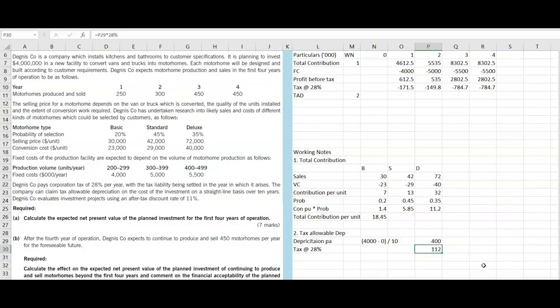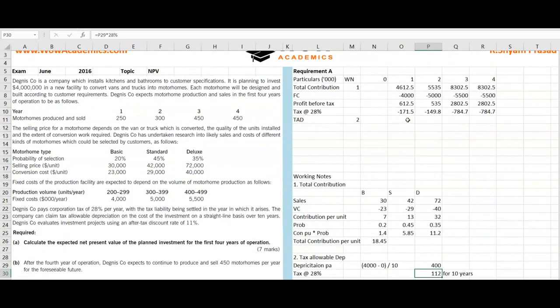So this 112 will occur for how many years? 112 will occur for 10 years. Okay, but we are going to compute the problem itself only for 4 years, so we don't need to take it for 10 years. So we'll take it as 112 for each year. Okay, we'll take for each year. So we got our profit after tax.